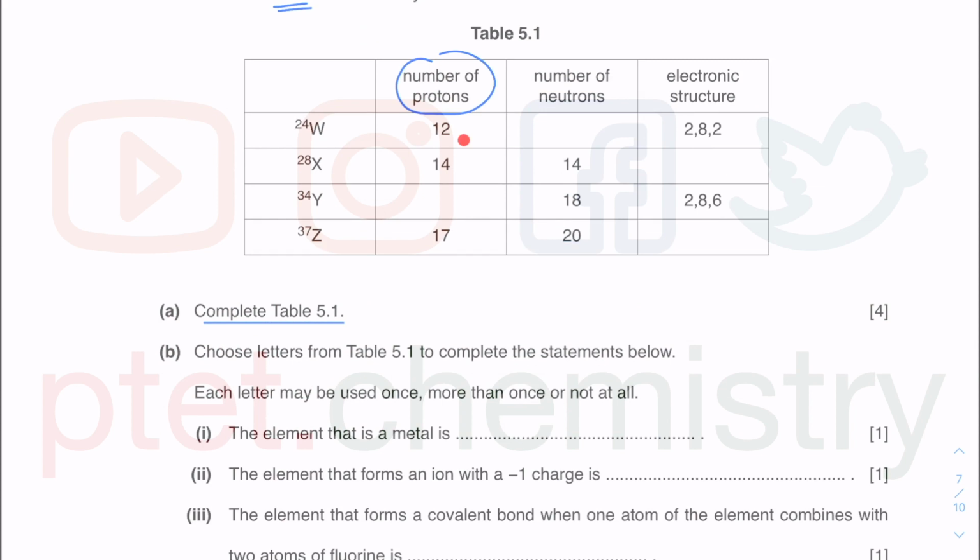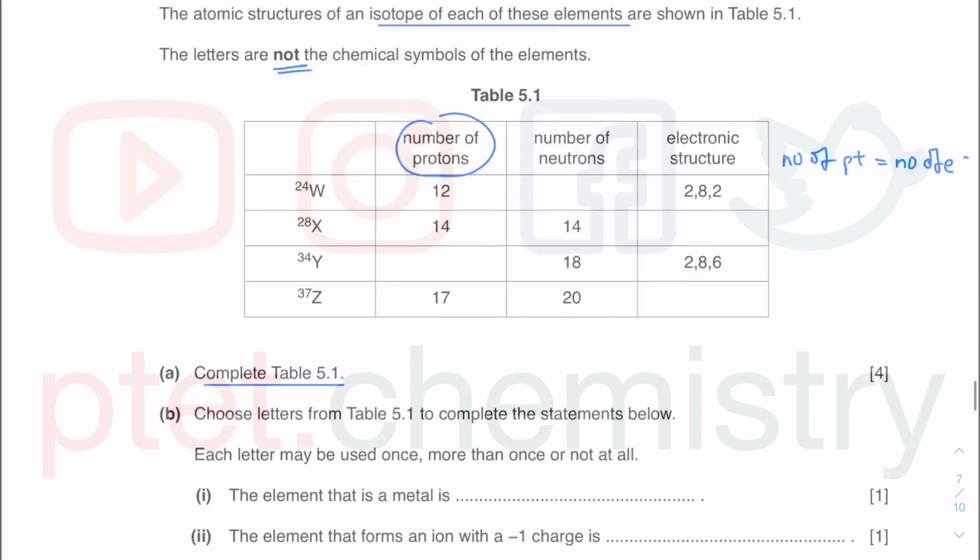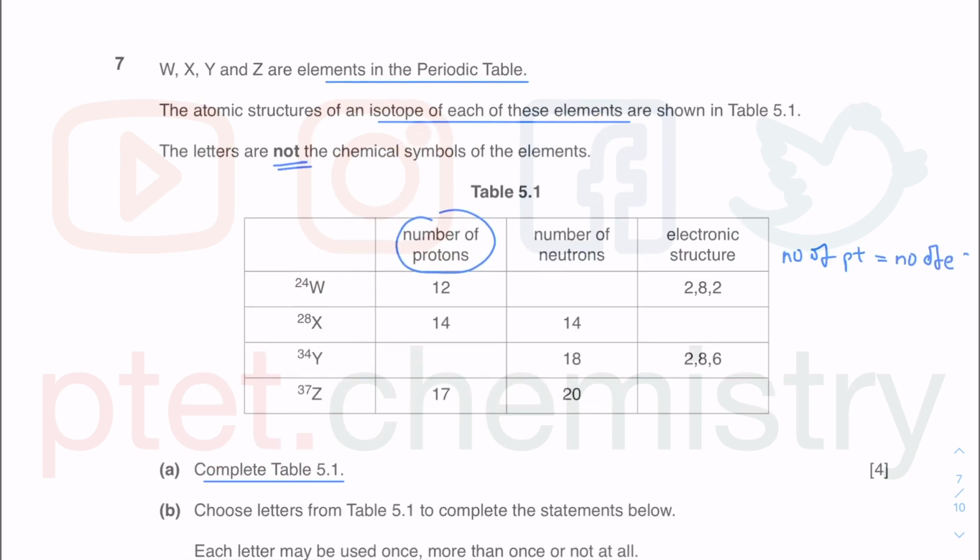The number of protons will be equal to the number of electrons, because these are atoms, as we have been told earlier in the question, because they are elements, and elements consist of only one type of atom. These are definitions from lower secondary, as well as from the topic on separation techniques, as well as on atomic structure under elements, compounds, and mixtures.